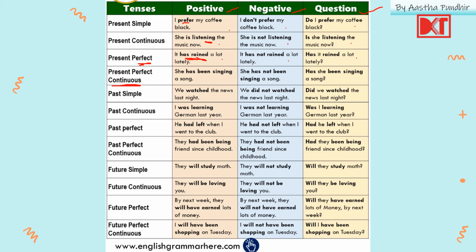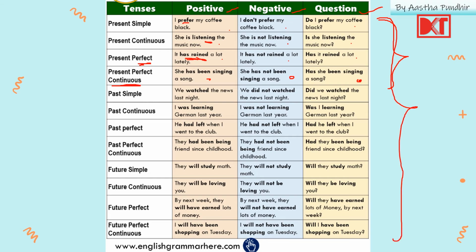So she has been singing a song. She has not been singing a song. Has she been singing a song? Now these are just examples. All right. We have done the broad formations. This is just a quick run through that you can go through.